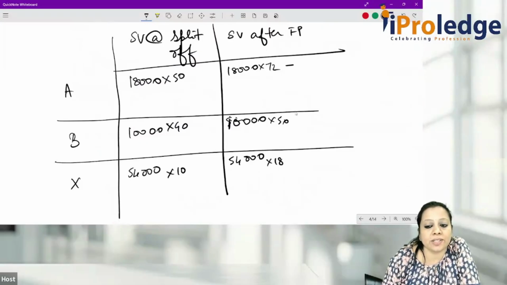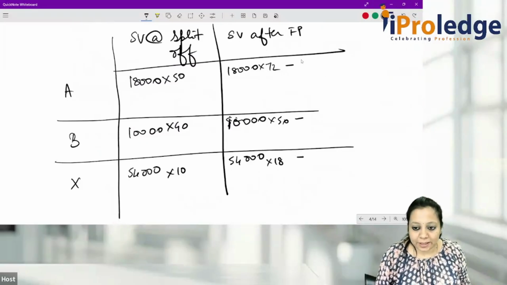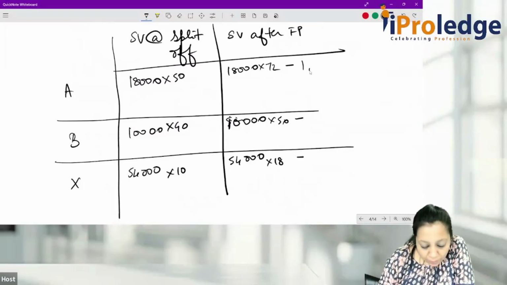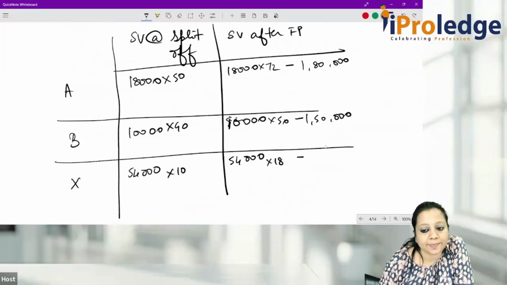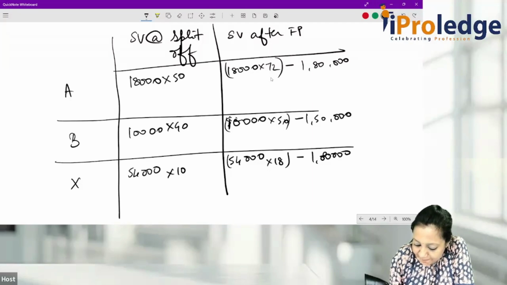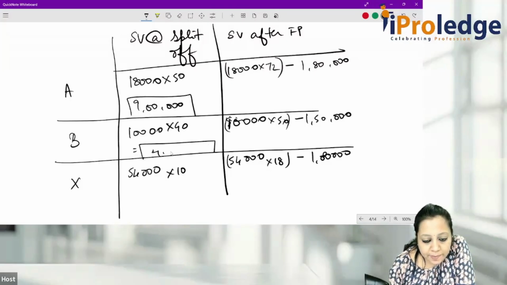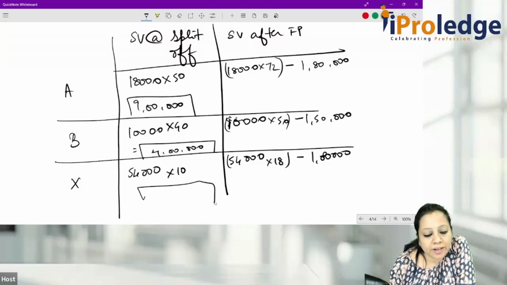And then what we should do? We should subtract further processing cost. Yes, ma'am. Further processing cost. What is the FPC? 1,80,000, 1,50,000, and 1,08,000. Correct? Any questions, dear? Nine lakhs, 4 lakhs, 5,40,000. In fact, we already did this for joint cost apportionment, right?